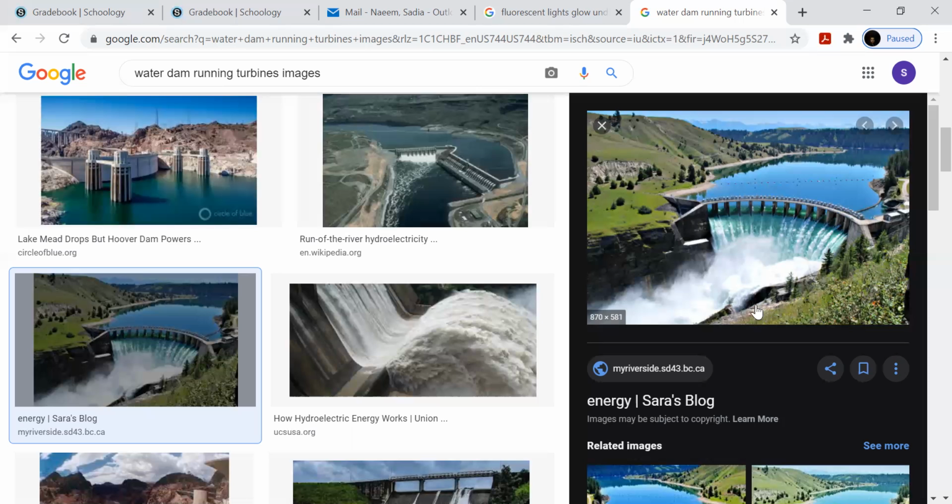So these turbines that I'm talking about are part of generators. There are generators down there that you run by letting the water fall. It's kind of like a water mill, a really advanced water mill. And that can be used to generate electricity.